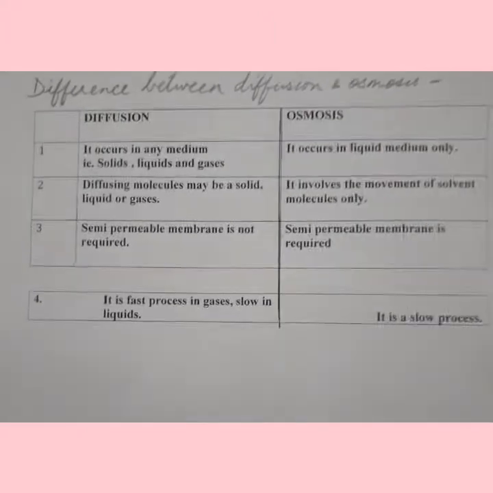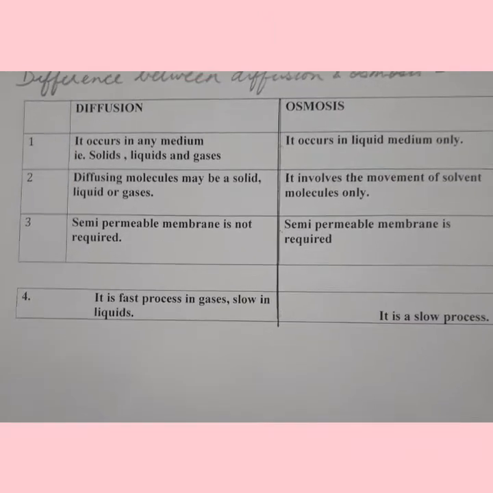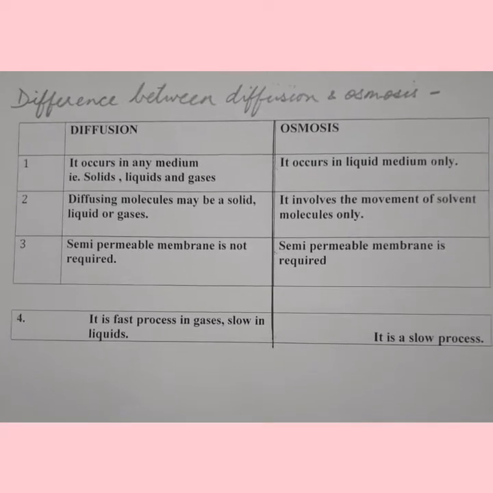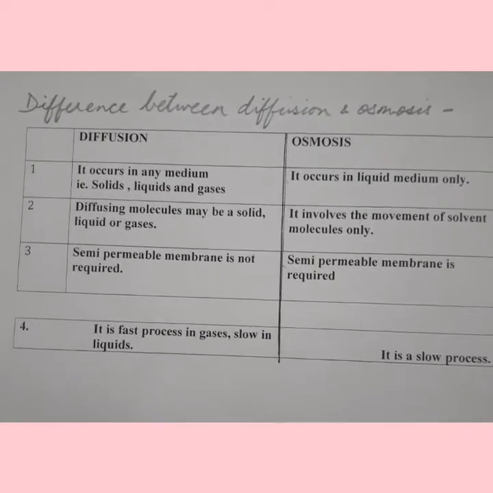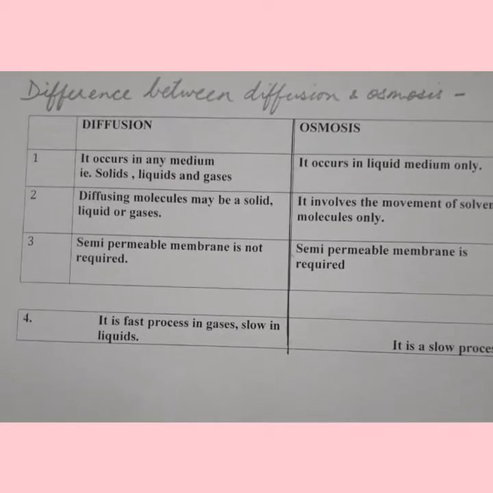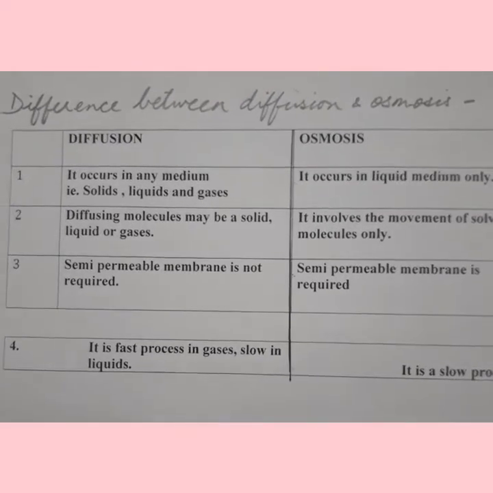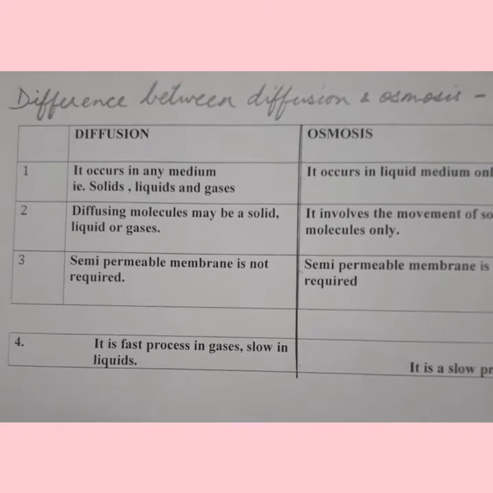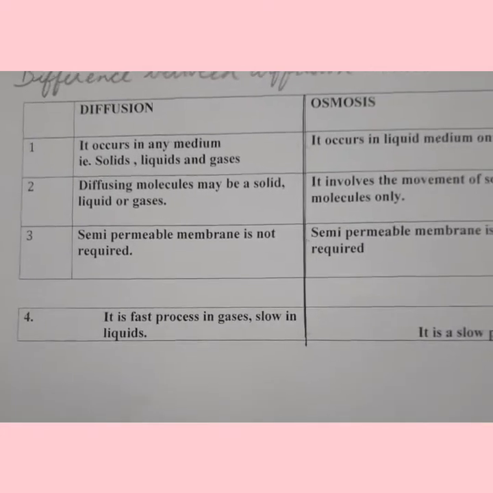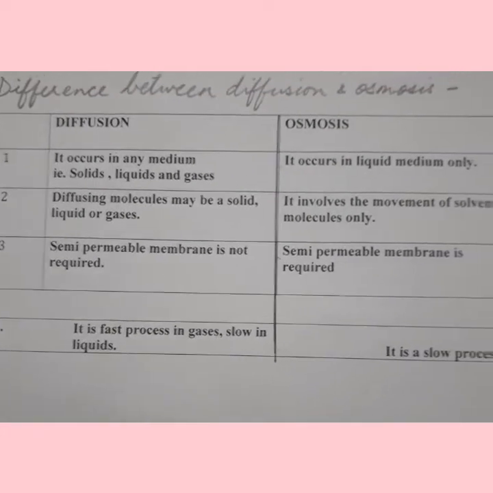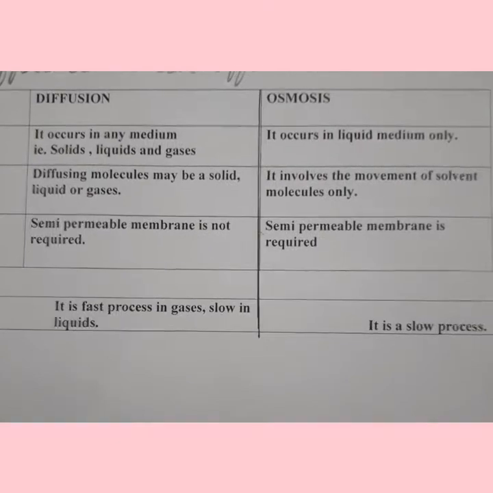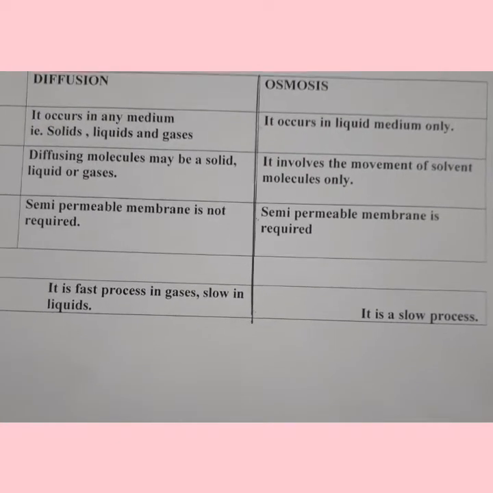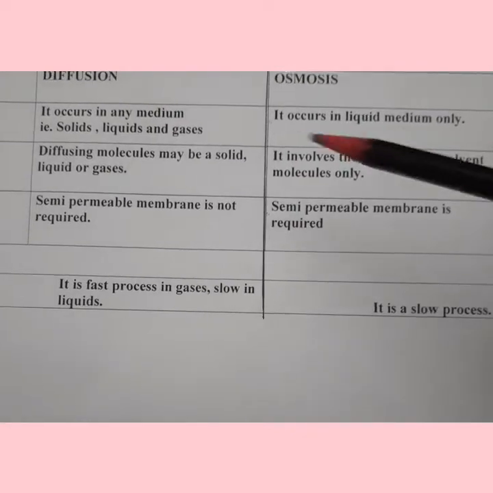Now that you have learnt both the processes, diffusion as well as osmosis, let us compare the two. First, what is the difference between osmosis and diffusion on the basis of their definition? Diffusion is the movement of molecules of solvent, solute and gases from a region of higher concentration to a region of lower concentration. Whereas osmosis is also a diffusion of only the solvent molecules across a semi-permeable membrane from a region of higher concentration to a region of lower concentration.